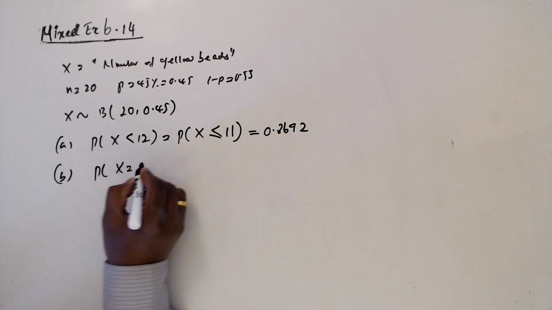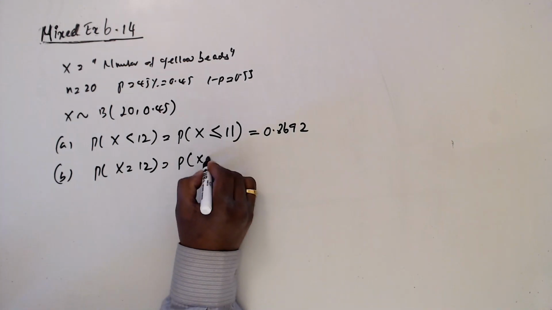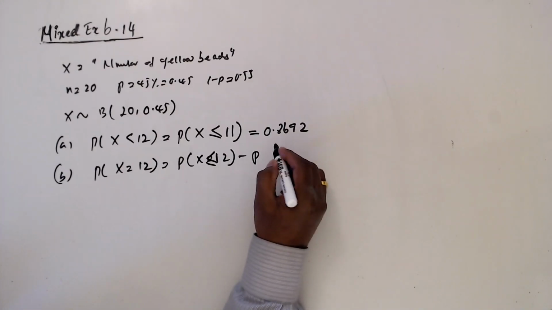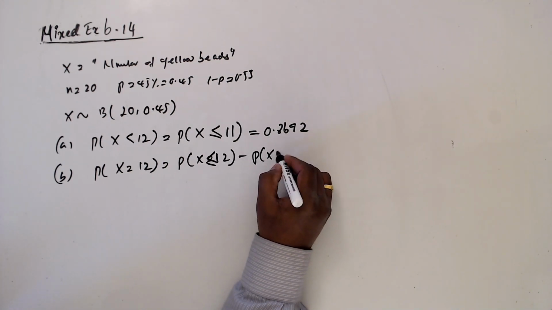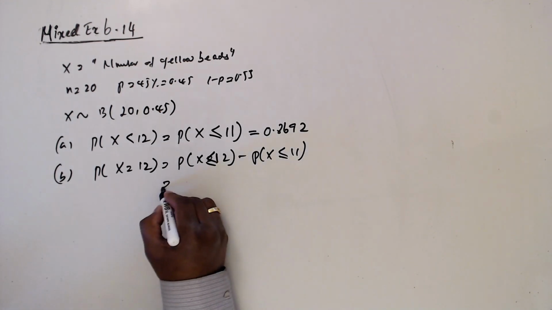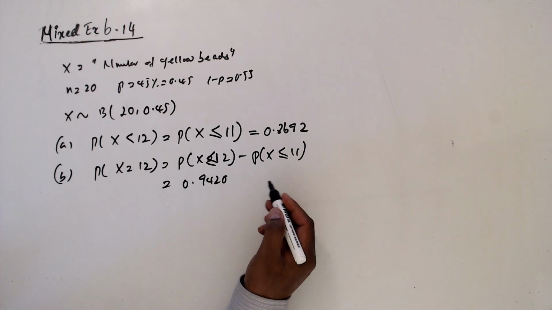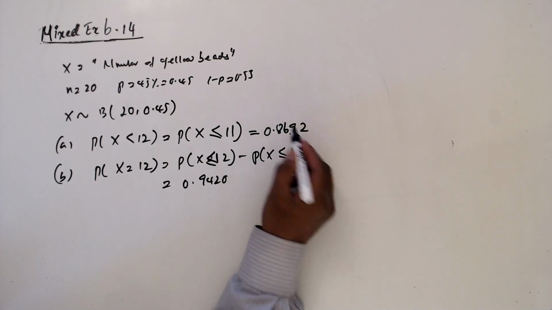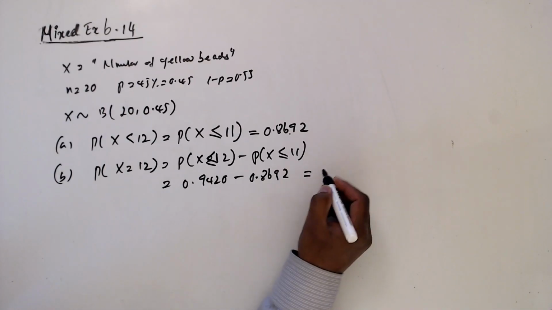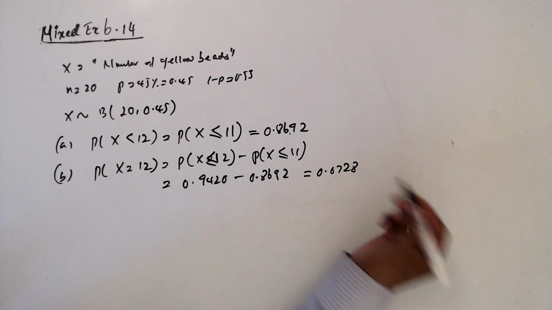And part B, exactly 12. So probability of x equal 12. So probability of x less than or equal to 12 minus probability of x less than or equal to 11. So that is 0.9420, minus this one, 0.8692, and the answer is going to be 0.0728.